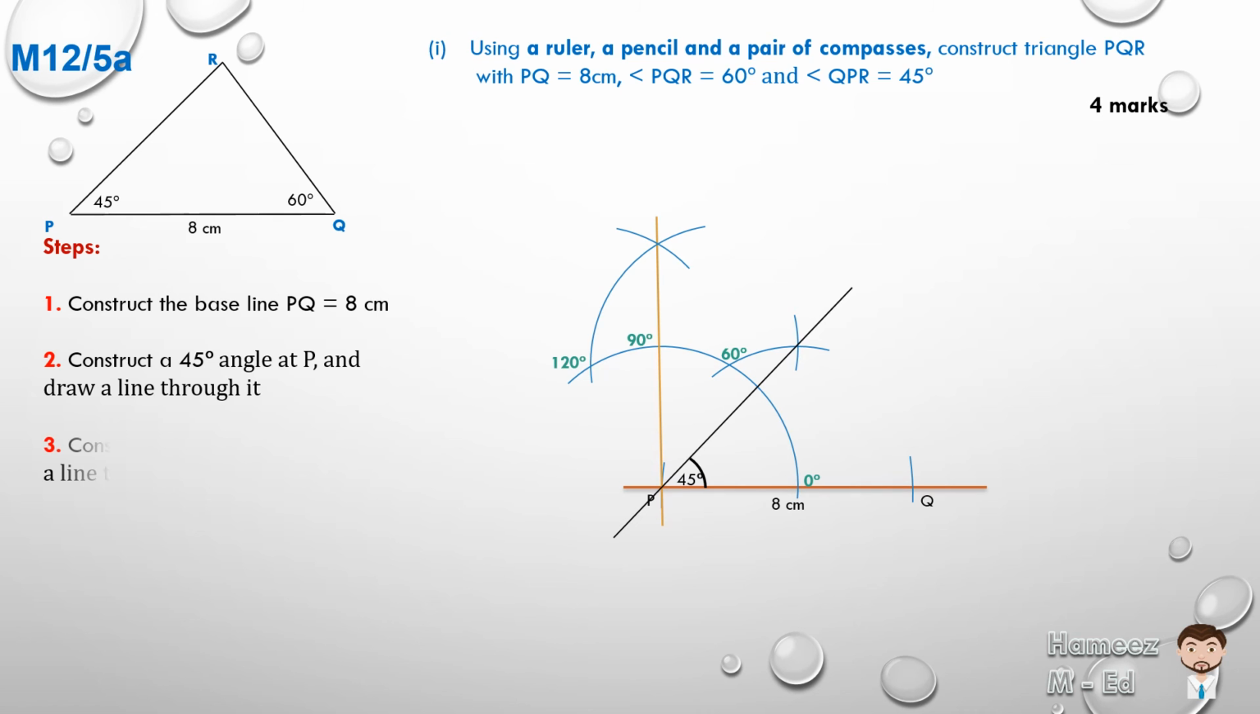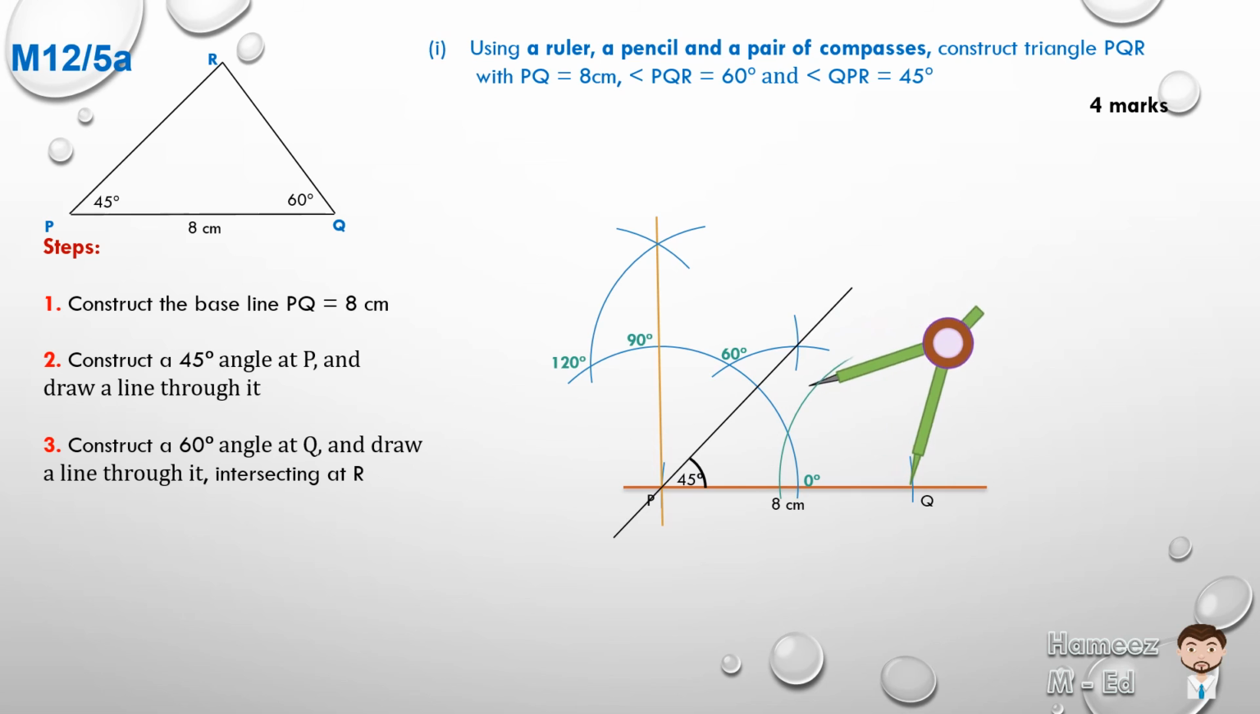Now, on step 3, let's construct a 60-degree angle at Q and draw a line through it, giving us R. So at Q, it doesn't matter what length of compass you have, just whatever you pick, don't change it. So we rest our metal point on Q, scribe an arc from below the baseline, going upwards.